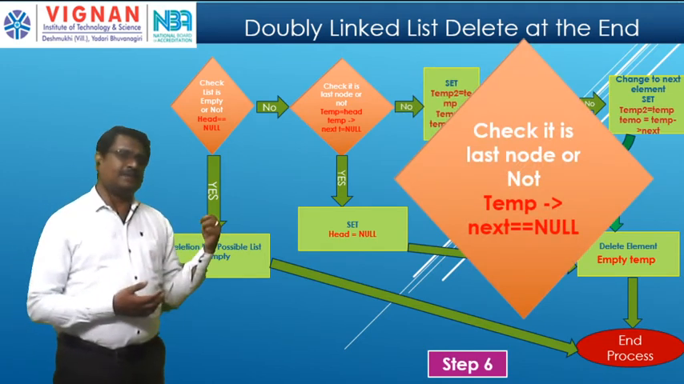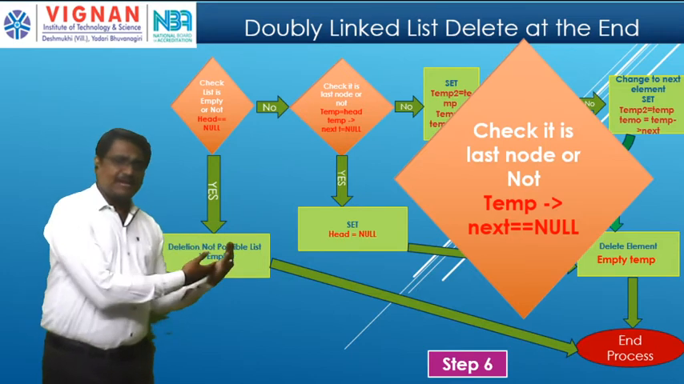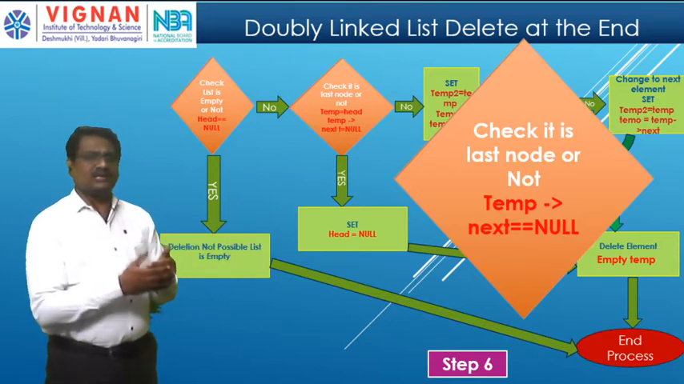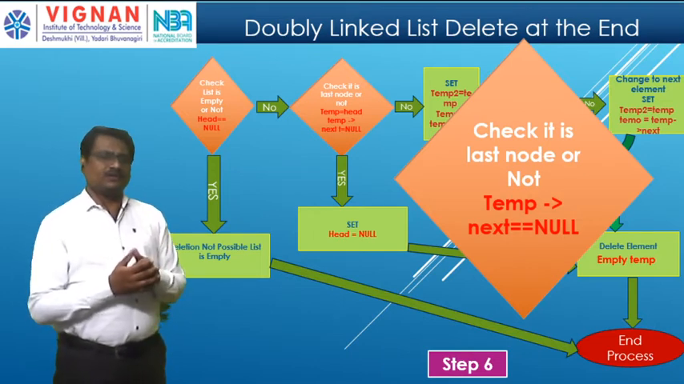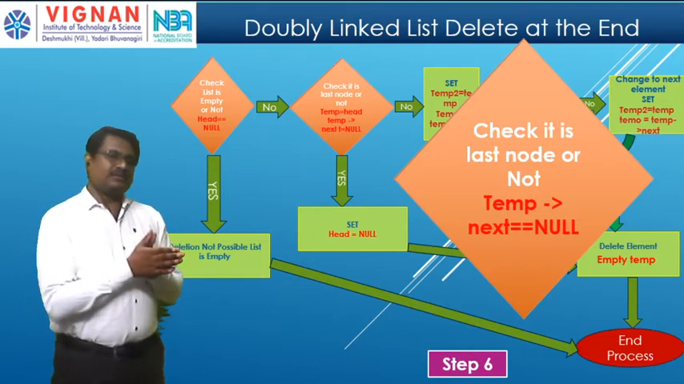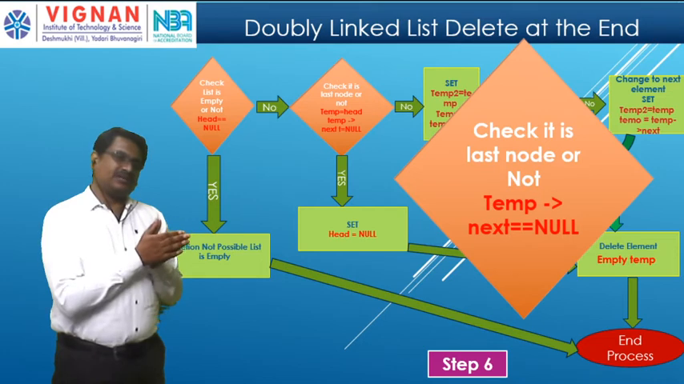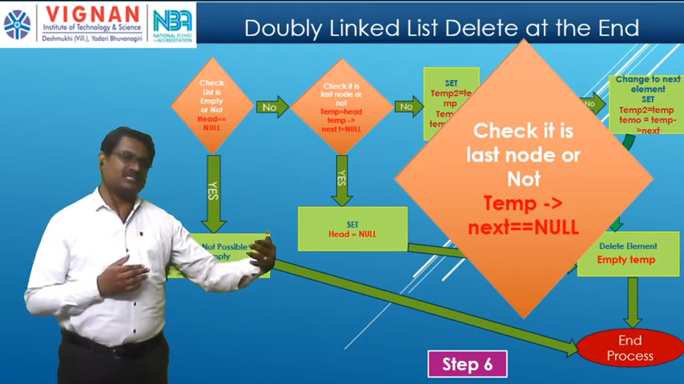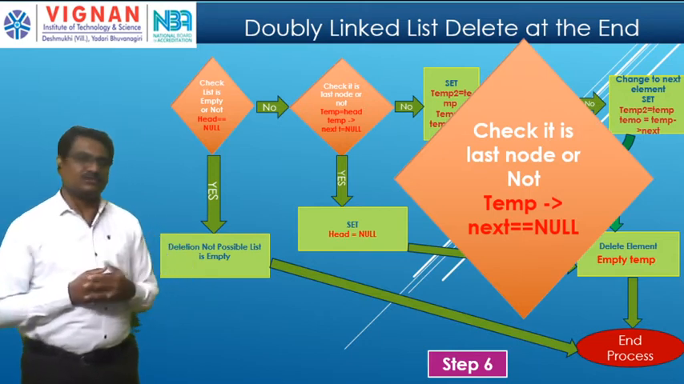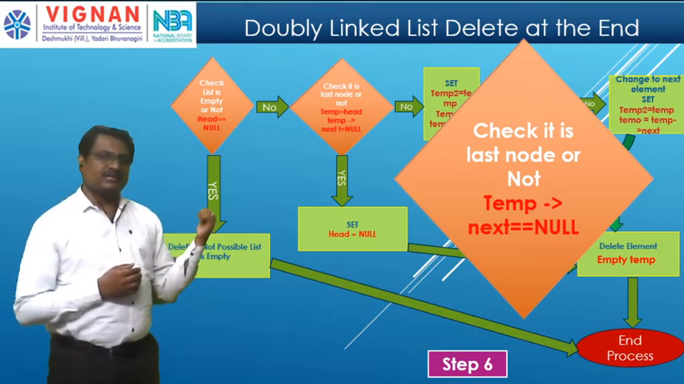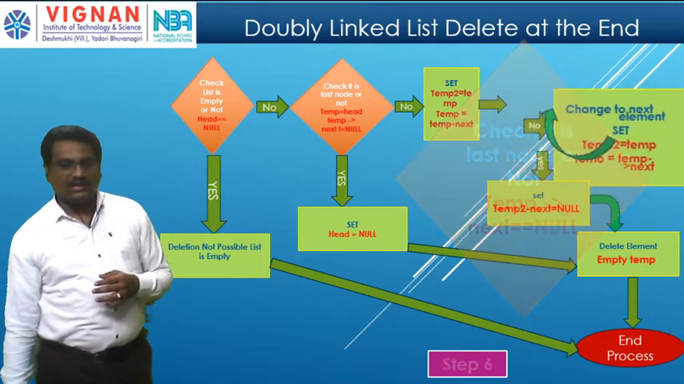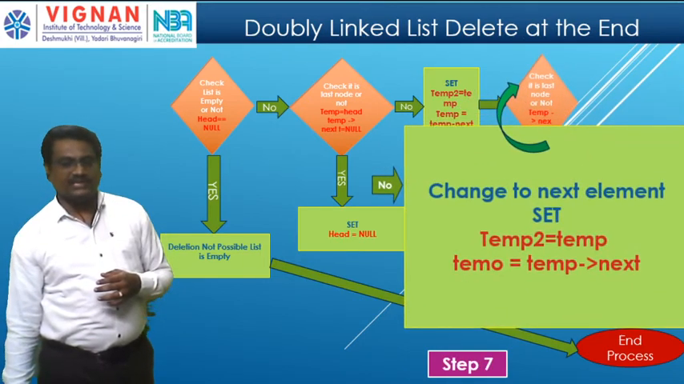Why I am checking temporary, as I explained previously. If I do this process continuously, the last element is stored in temporary. So how do we check the last element? If the next value is null, that means it is the last element. So I am checking whether the temporary next value is null or not. If it is not null, these operations will continuously happen.